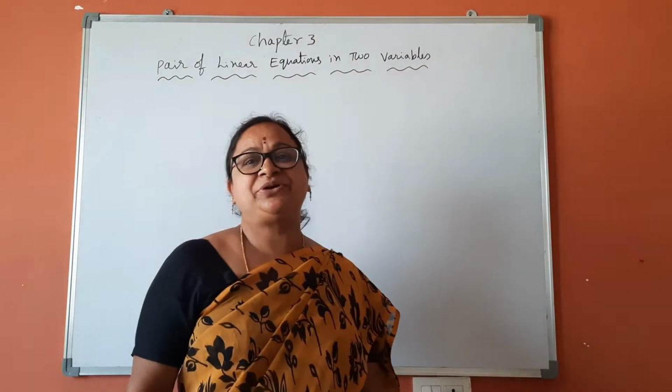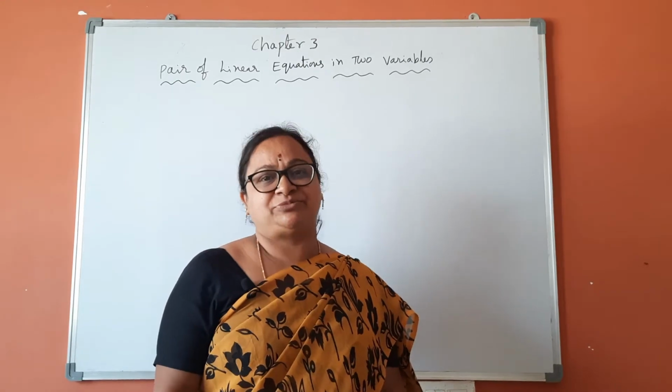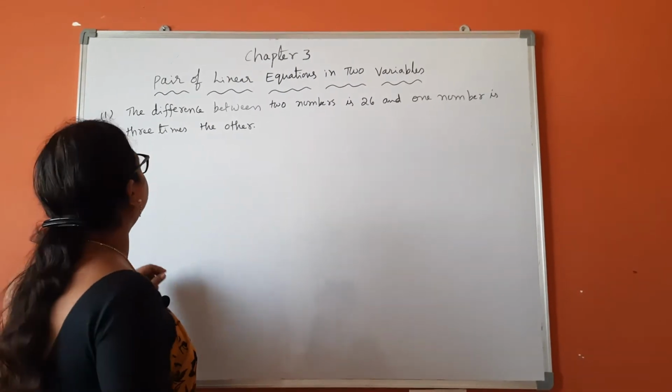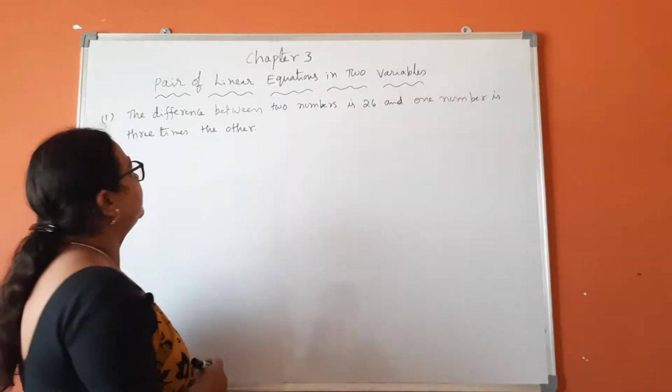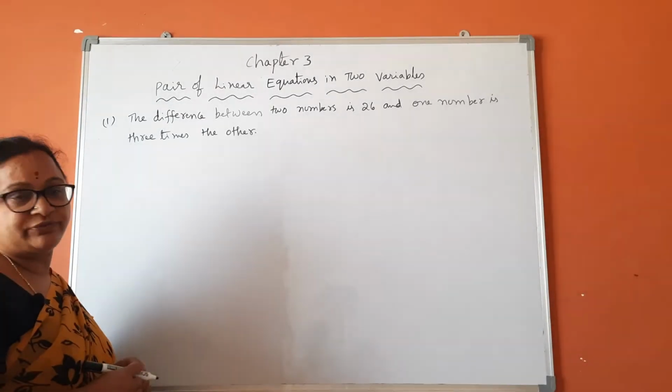In this video, we are going to discuss word problems, the most important concept of this chapter. So let's start. The difference between two numbers is 26 and one number is 3 times the other. So there are two numbers. First we need to form a pair of linear equations.